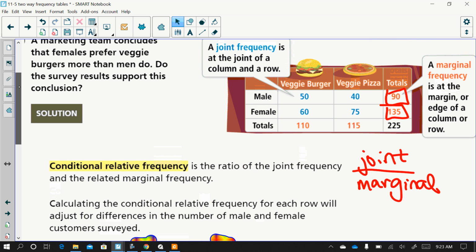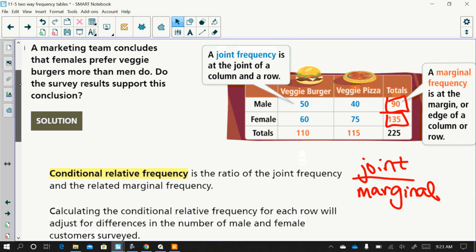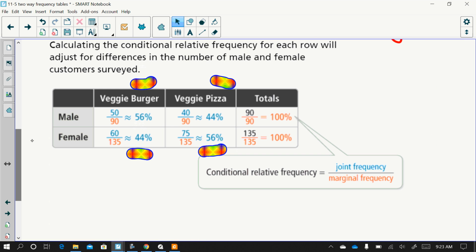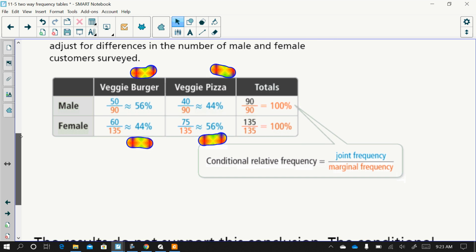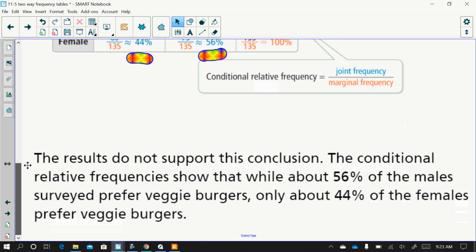So the survey wants to say that females prefer veggie burgers more than men do. So if I'm looking at my veggie burger column, 56% of males preferred it, 44% of females preferred it. Does our survey results match what that marketing team wants to say? No, the results do not support this conclusion. The conditional relative frequencies show that while about 56% of the males surveyed prefer veggie burgers, only about 44% of the females prefer veggie burgers. Okay, so this conditional relative frequency is very useful when you have an uneven amount of people in the two categories.